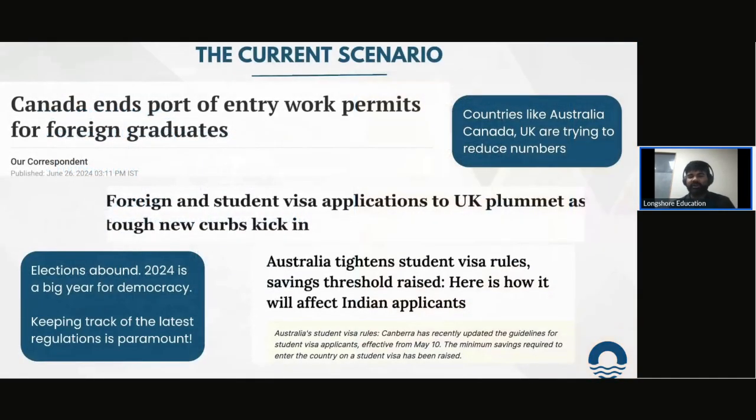Okay, so enough about myself and enough about Longshore Education. Let us talk about what we're here to talk about today, which is the current scenario of international education. So 2024 is actually an interesting time to be going to study abroad. Just like in India, there is a major election happening in various countries all over the world, including the US, UK, Australia, Canada, and so on. So in France as well, for that matter, Germany just completed their election.